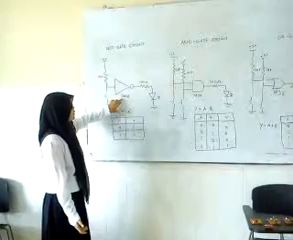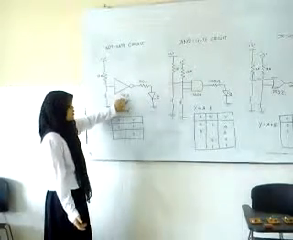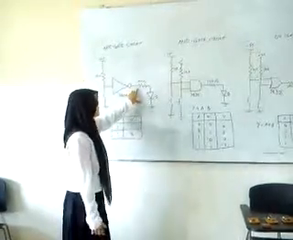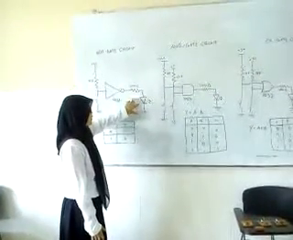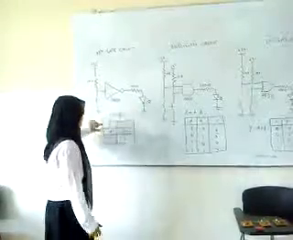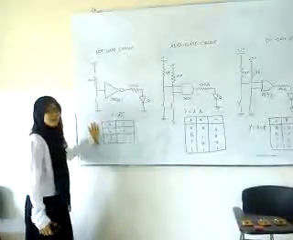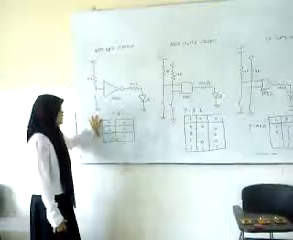This is the truth table of the NOT gate circuit. Y equals inverse A. If the input is 0 or low, the output is high. If the input is high, the output is 0.